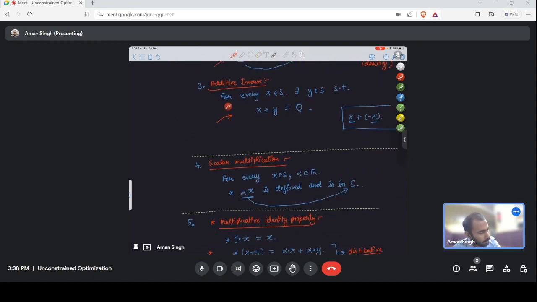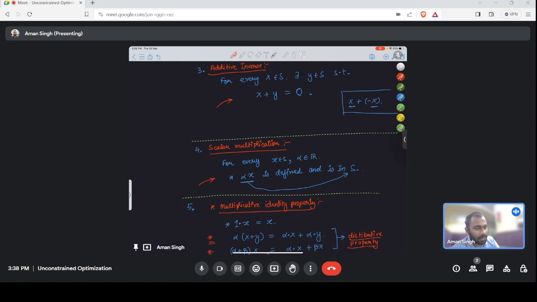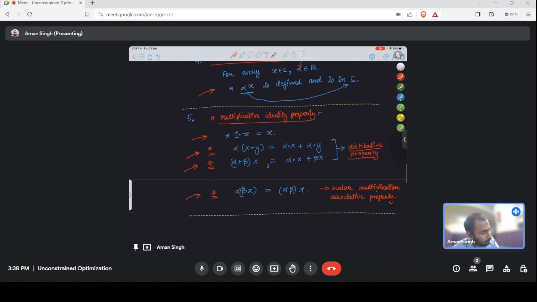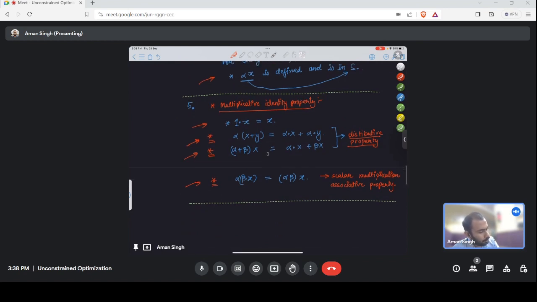Then the set S also has some operation defined called scalar multiplication, in which you define what will happen if an element of S is multiplied by some real number alpha, and that definition follows these properties: identity, distributive property, and associative property. Then that set is a vector space.